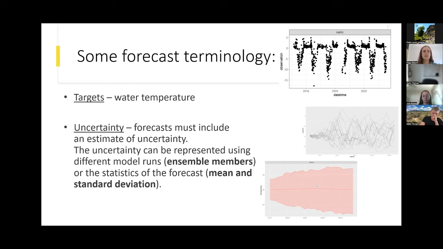You can represent uncertainty in a few different ways. You might represent this by doing multiple model runs. You can see this example on the right here, this middle plot. We have multiple different potential iterations of future conditions, which gives an estimate of the uncertainty in our future prediction. Another way to think about this is through a distribution. If you know what the distribution of your forecast will be, you can report the statistics of that, and that includes the mean and the standard deviation, for example, if you had a normally distributed forecast.